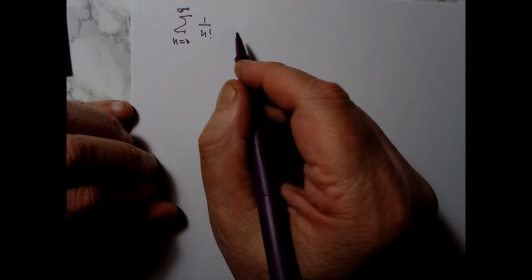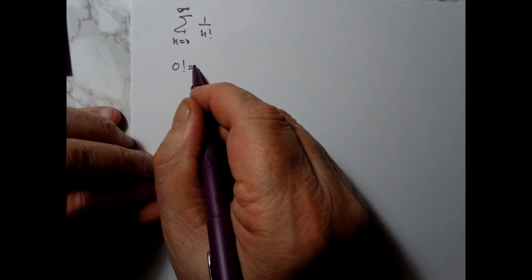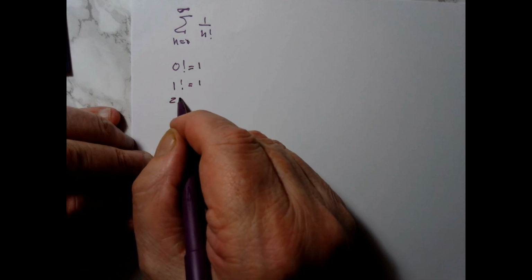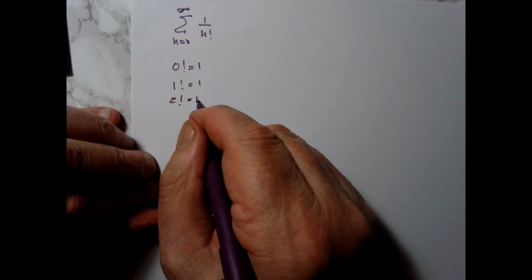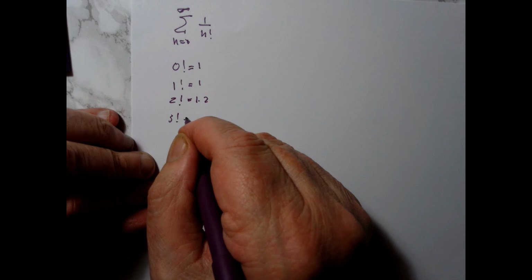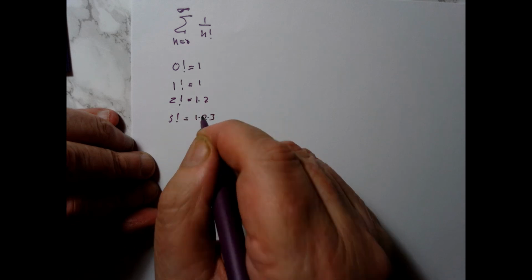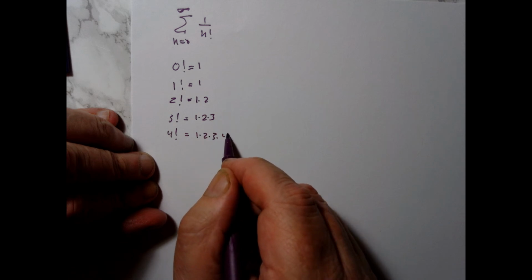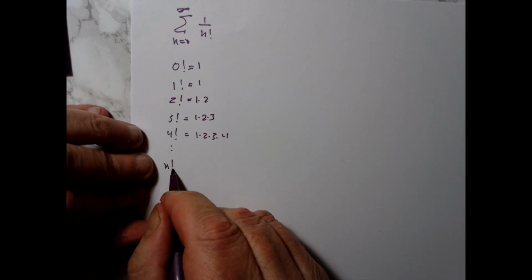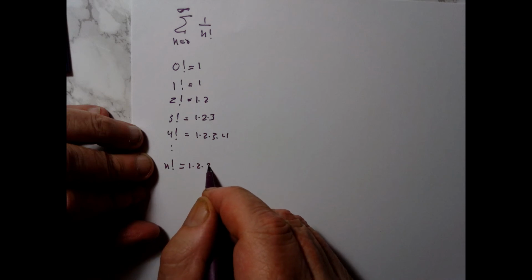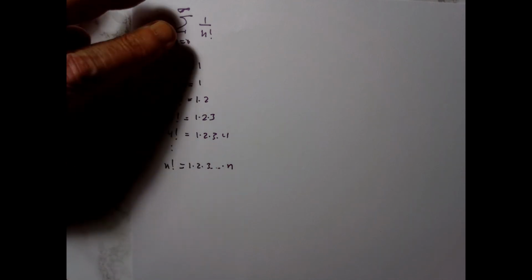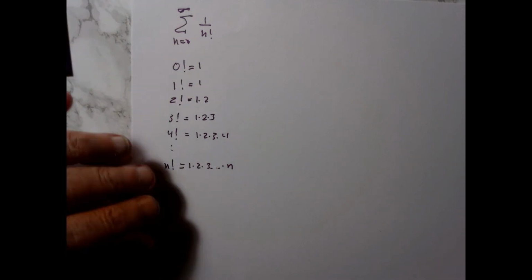So what does it mean? Well, 0 factorial is equal to 1, as you probably know. 1 factorial is equal to 1. 2 factorial is equal to 1 times 2. 3 factorial is equal to 1 times 2 times 3. 4 factorial is equal to 1 times 2 times 3 times 4, etc. n factorial is equal to 1 times 2 times 3 all the way up to n. Okay, and so these are the denominators in my series.